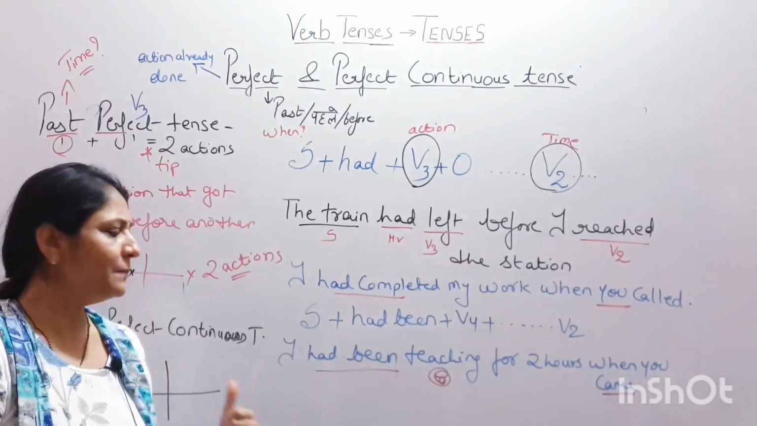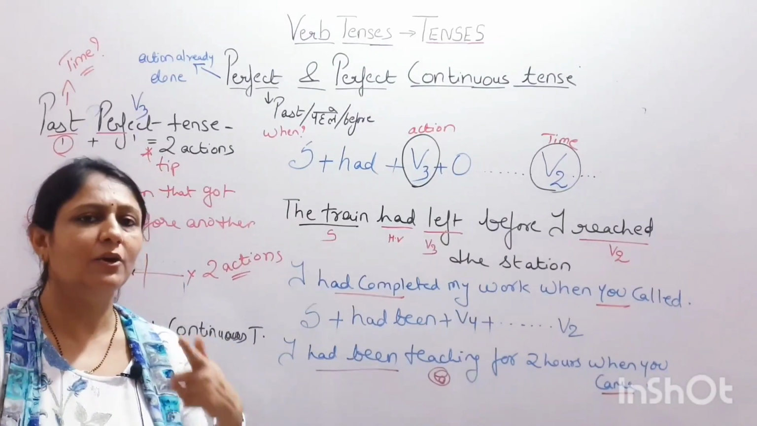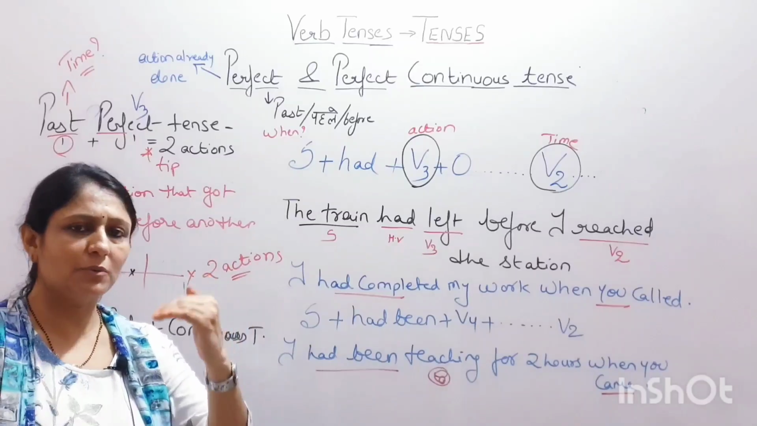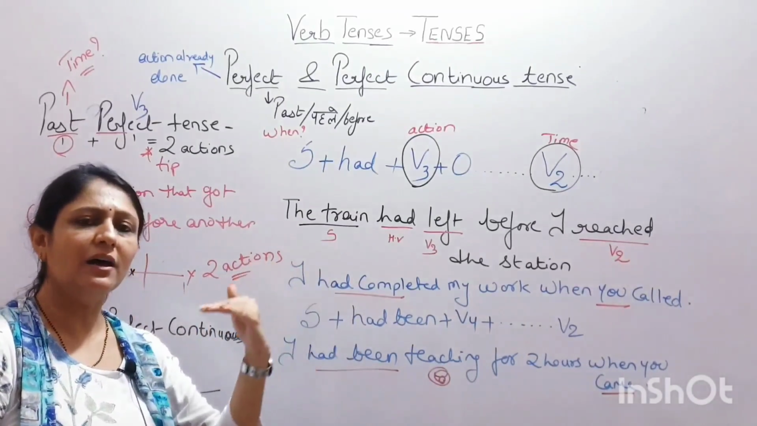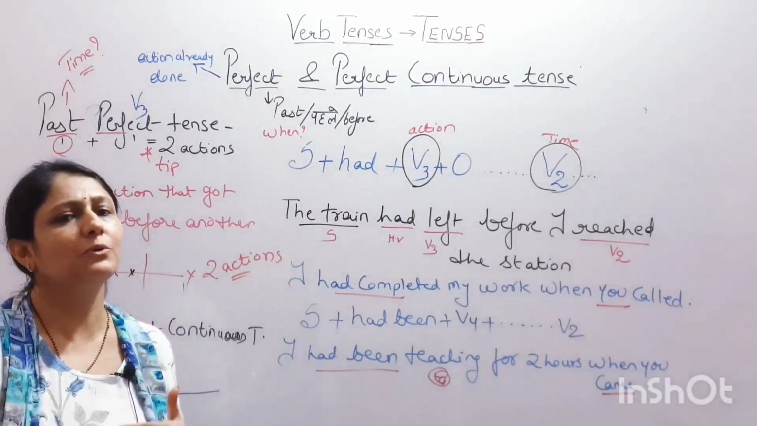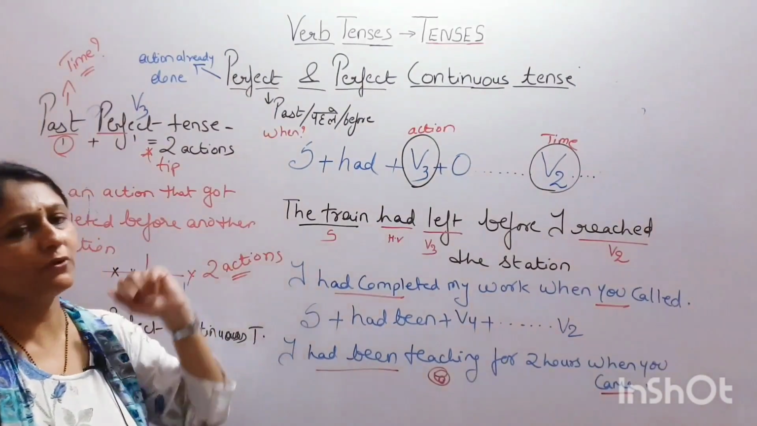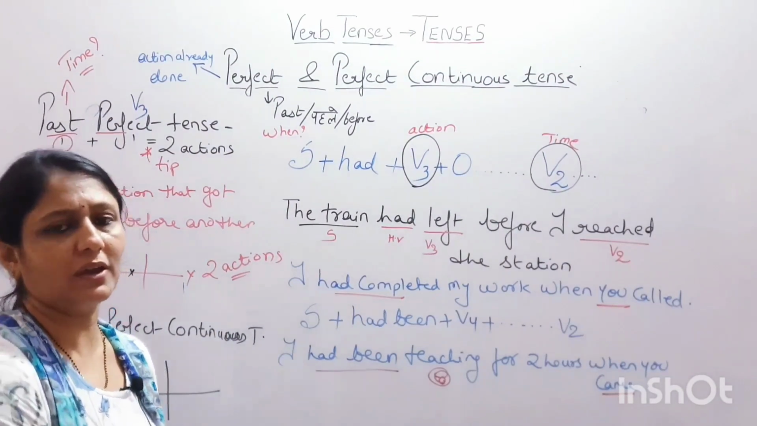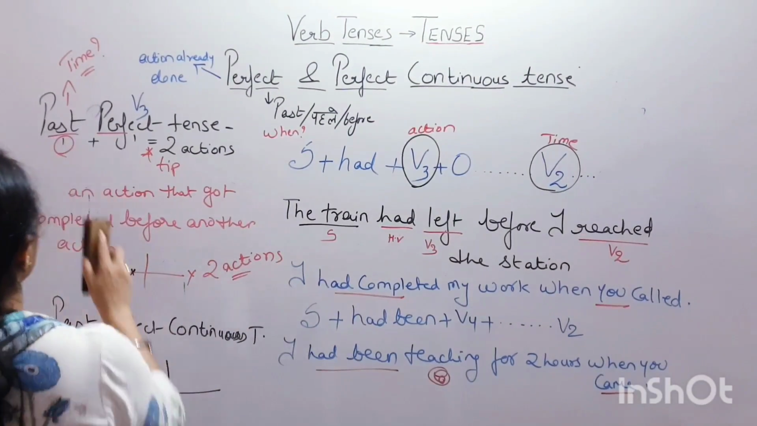For example, I had been sleeping when you arrived. It means when you came, I was sleeping, but on your arrival I woke up. So that was past perfect continuous tense. Okay, now moving ahead to the future perfect tenses.